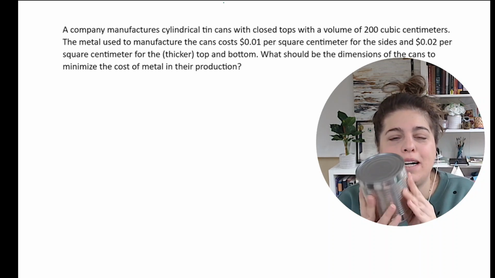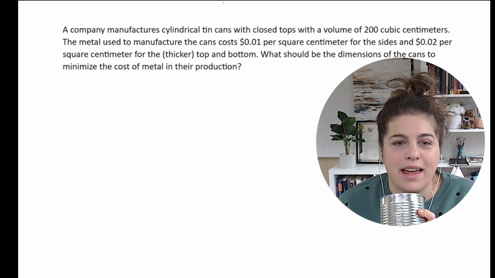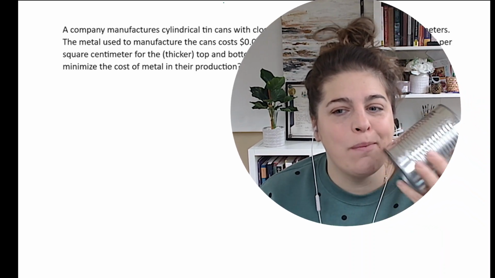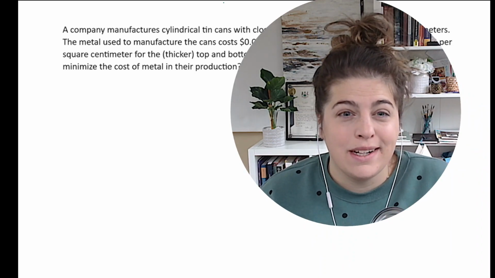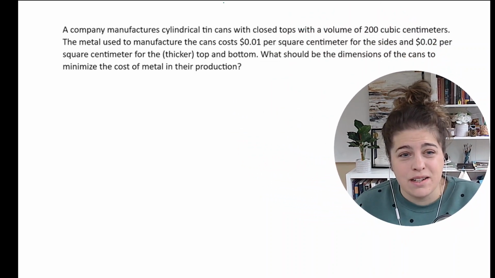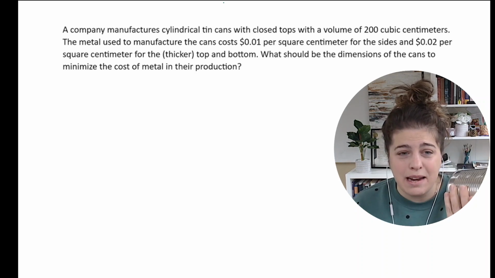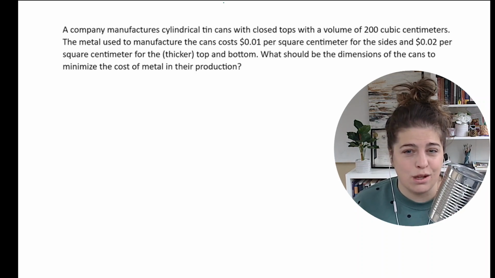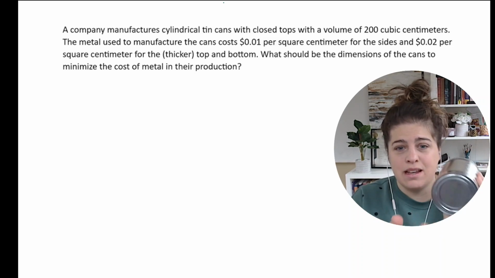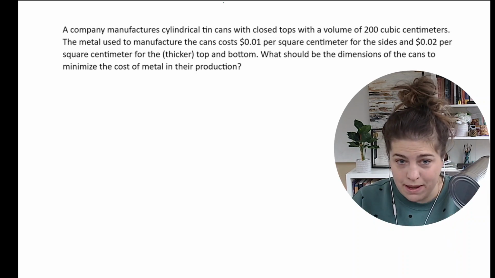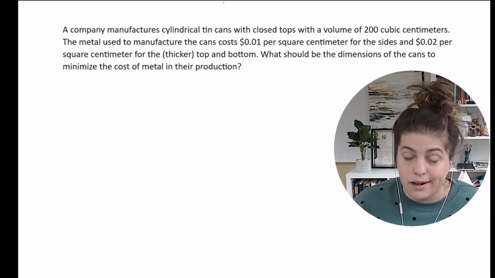So we're going to talk about doing some volume with a can today. And I will say that with this question, I was like, oh my goodness, we have to go back to so many high school-esque formulas in order to be able to do it. It's a company, they make tin cans, they have a volume of 200 cubic centimeters. The metal used to manufacture the cans costs a cent per square centimeter on the sides and 2 cents for the thicker top and bottom. What should the dimensions of the cans be to minimize the cost of metal in their production?